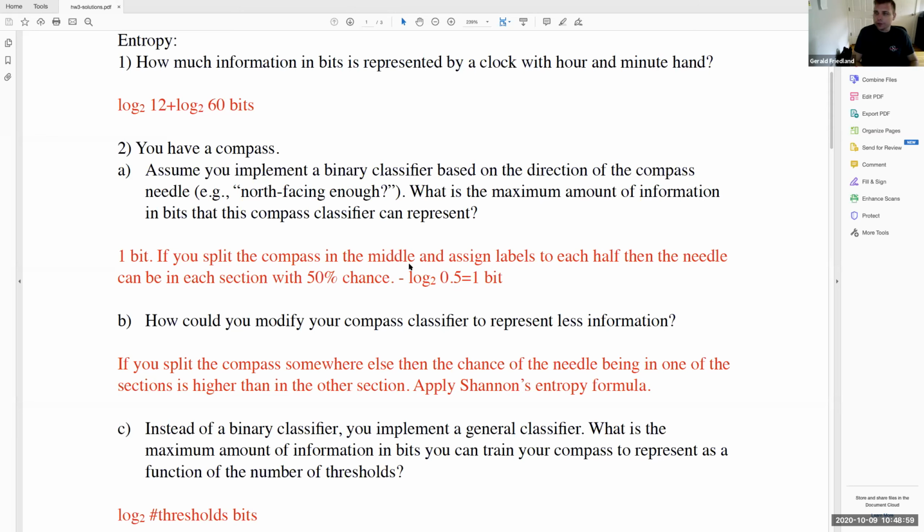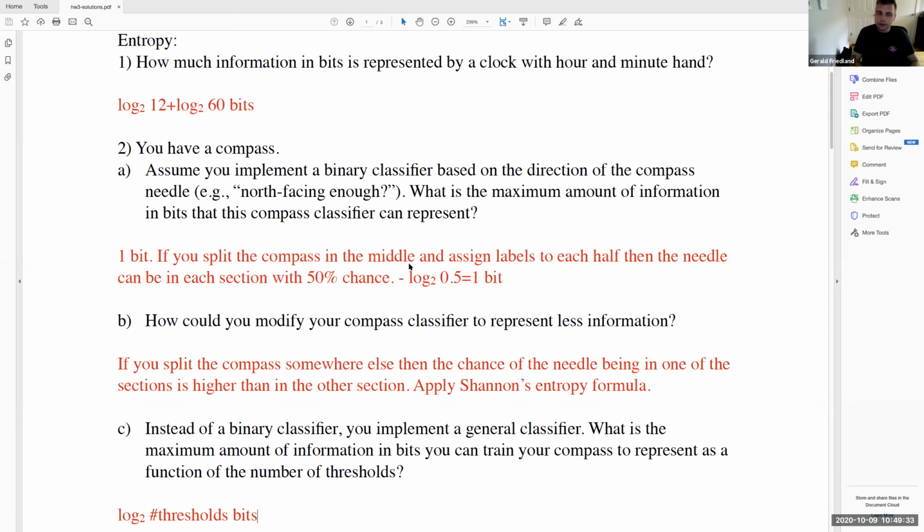And that's very interesting, an alternative visualization again of information. The answer is obviously 1 bit. It's 1 bit because in the maximum case, it would be north facing enough, yes or no, just like a coin toss. But that has to be only the case if you split the compass in the middle and assign the labels to each half. Okay, so it needs to be a 50-50 chance that the compass can be north enough or not.